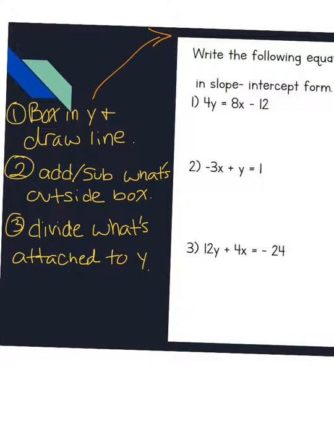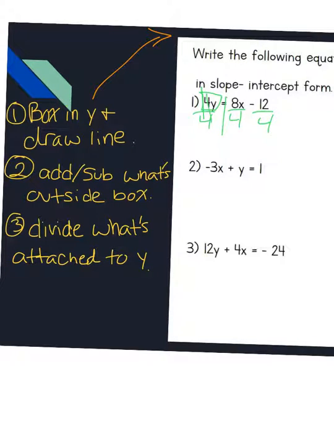Okay, so the first step is to box in the y and draw my line. And then the second step is add or subtract what's outside the box. Well, there's nothing outside it, so I can skip that one. And divide whatever number is attached to y. So I'm going to divide 4 to cancel it out here. What I do to one side, I have to do to the other.